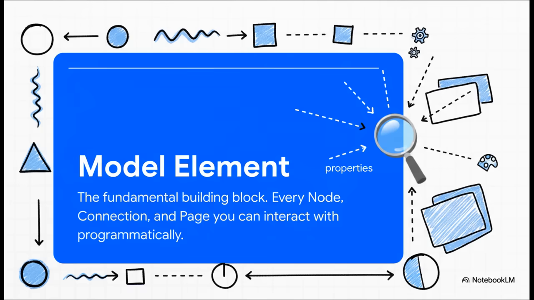And here is the most important concept of all. Every single thing in your diagram, every box, every arrow, every page, is what's called a model element. What that means is you can get a handle on it in your code. You can ask a node, hey, what are your properties, or who are you connected to? You're not just guessing based on pixels. You're working with real, structured data.